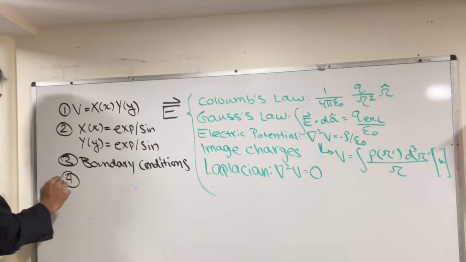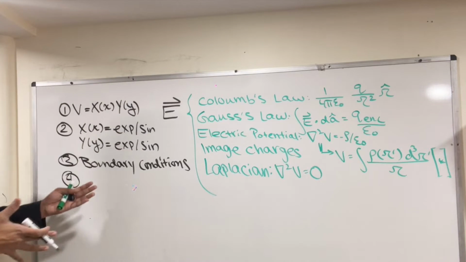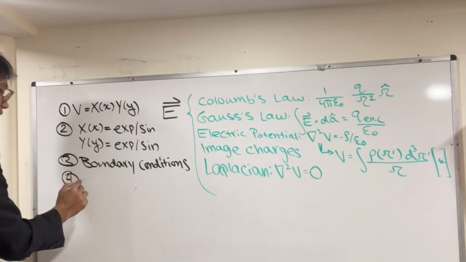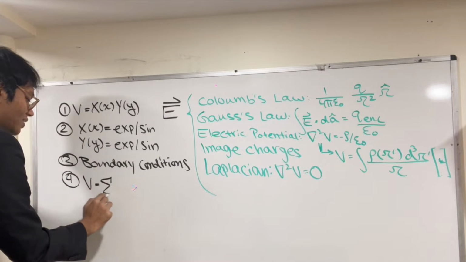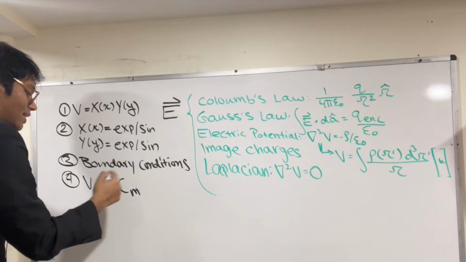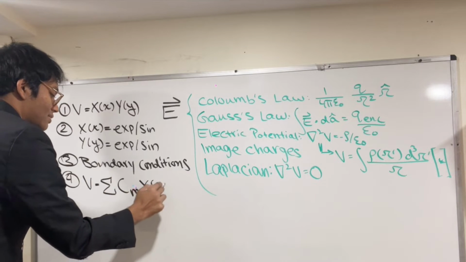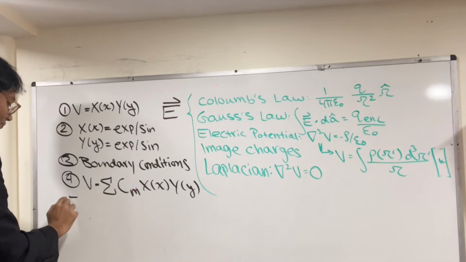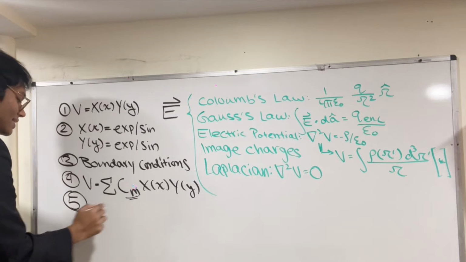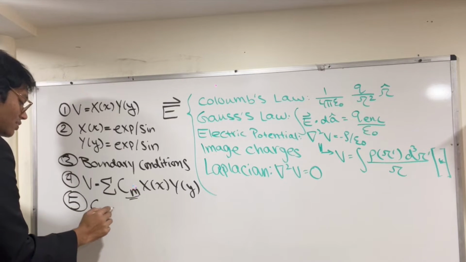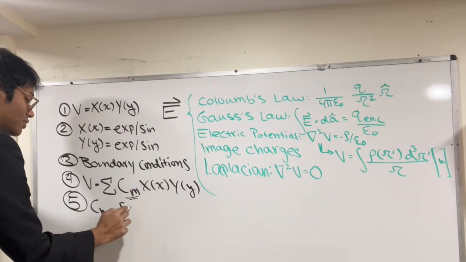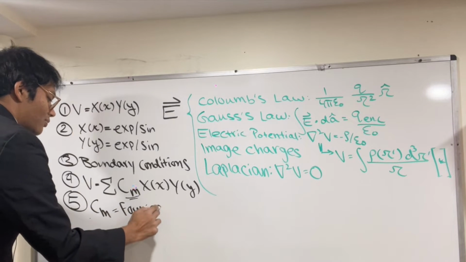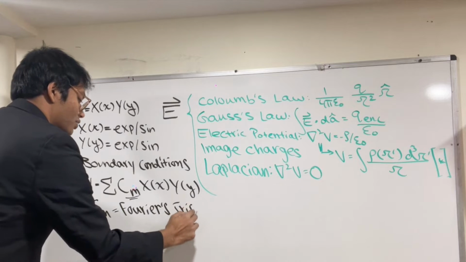Okay, great. So now that you've figured out what kind of functions x and y are going to be, you can write out your whole potential function as c sub n, X of x, and Y of y. And your final step, step 5, would be to determine this expansion coefficient. So determine c sub n using the trick we learned in our previous lecture, Fourier's trick.